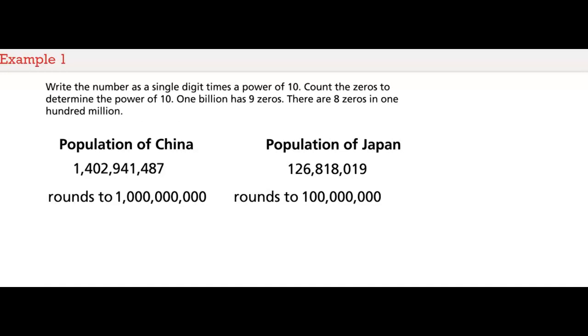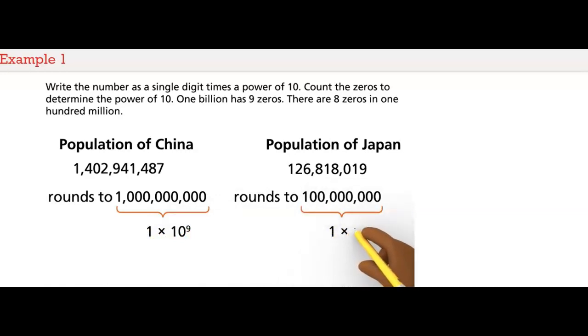Janelle can write each number as a single digit times a power of 10. She can count the zeros to determine the power of 10. 1 billion has 9 zeros, so it can be expressed as 1 times 10 to the power of 9. There are 8 zeros in 100 million, so that's 1 times 10 to the power of 8.